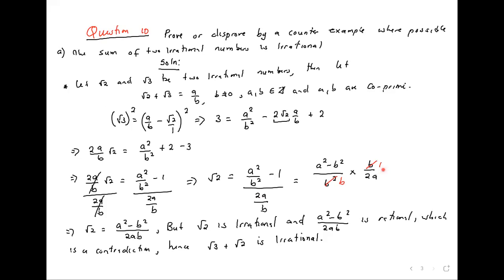Then we solve for root 2, because then we have root 2 is equal to this fraction here. If you change this division to multiplication, you have b over 2a sitting like that. So that now this one, when we simplify, you get this. Root 2 is irrational, the other part is rational, which is the contradiction. So this guy is irrational. That's how you do that proof.